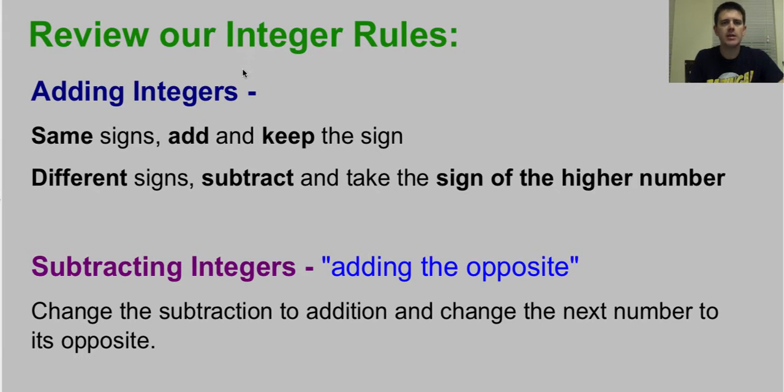So today's lesson is on adding and subtracting fractions, but they're going to involve some integers, some positives and negatives. So real quick, just to jog your memory and get you thinking about integers again, let's jot down our rules. Remember, if we're adding integers together, if they have the same signs, we're going to add them and keep the sign. Different signs, we're going to subtract them, and then we take the sign of the bigger number. Who's going to win, the positive or the negative?